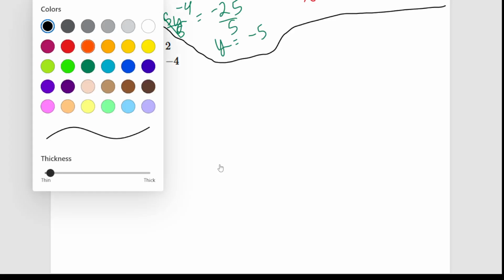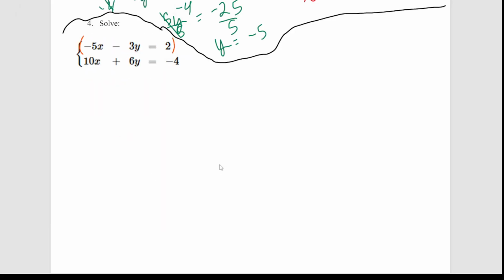So for this one, it actually looks like I only need to multiply the first equation, because if I multiply the first equation by 2, then my x's are going to eliminate, because if I do 2 times negative 5x, that gets me negative 10x. 2 times negative 3y gets me negative 6y. 2 times positive 2 gets me 4.